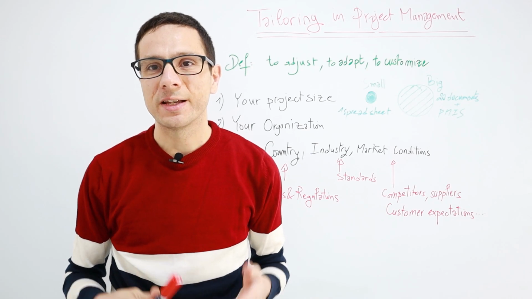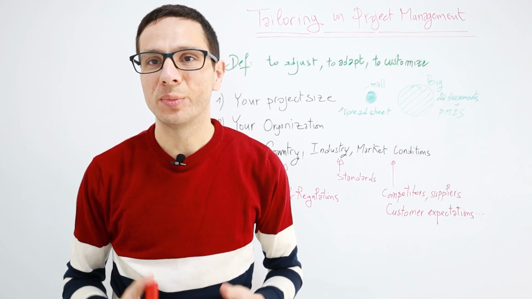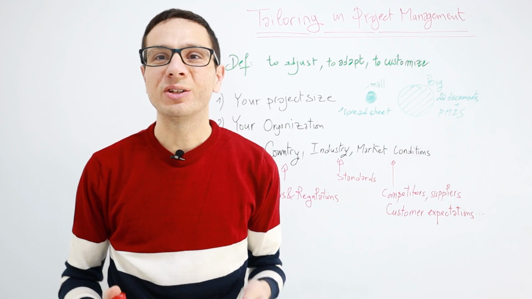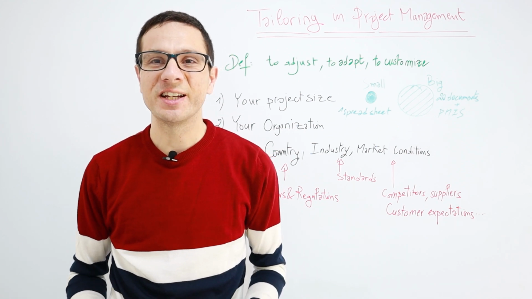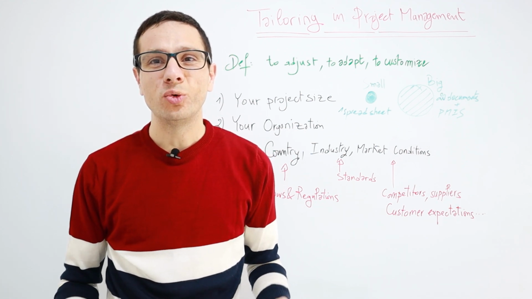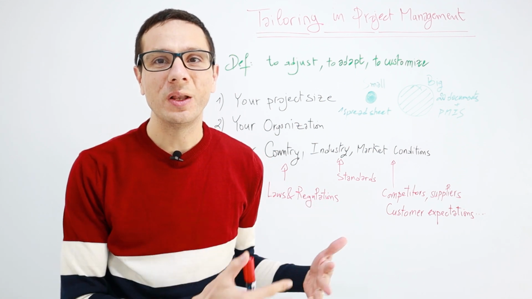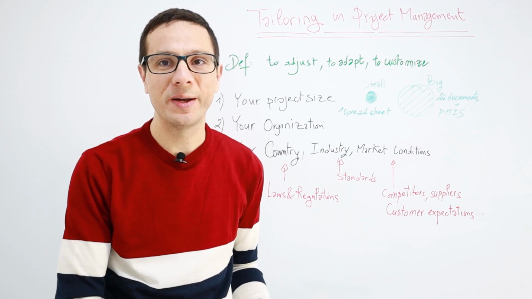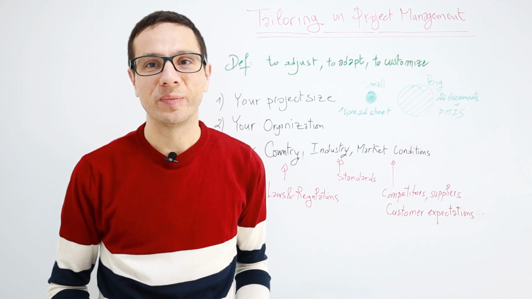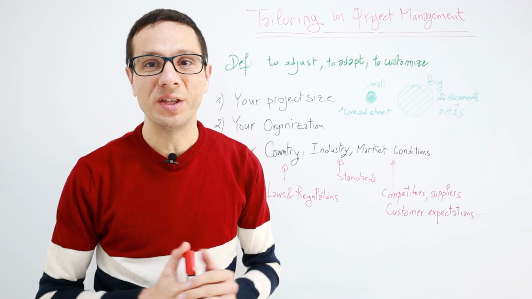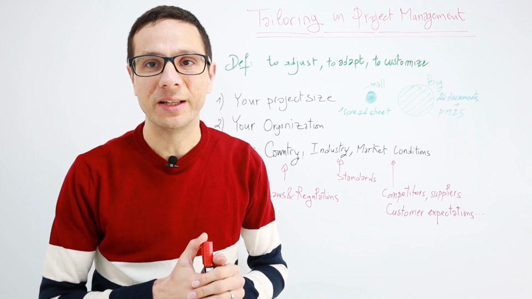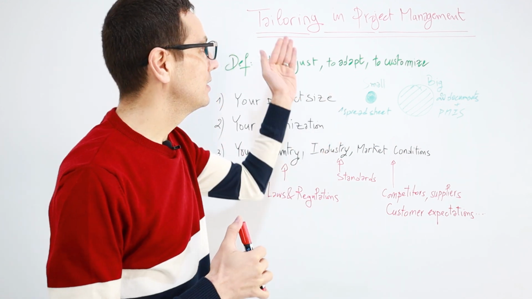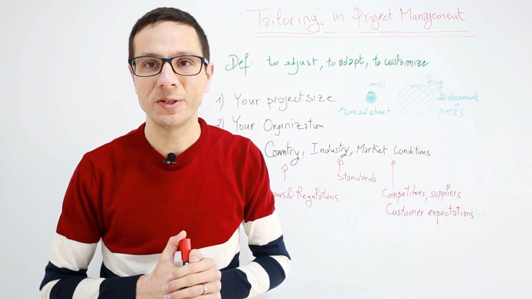The PMI 6 comes with 49 processes, and a lot of project managers at that time were asking whether we should use all these 49 processes and in which case we should use them, etc. And the answer comes with the PMI 7, and the answer was tailoring in project management.